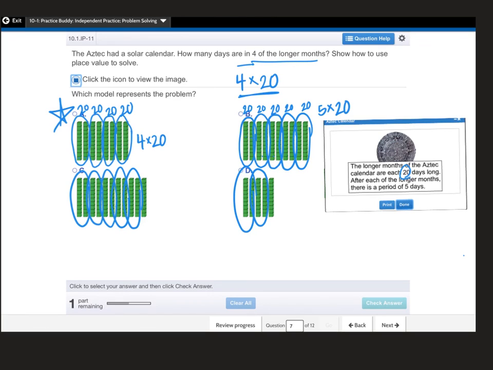Now, what you guys are going to do for your lesson is you're going to go ahead to Pearson and watch the visual learning and also complete this practice buddy.